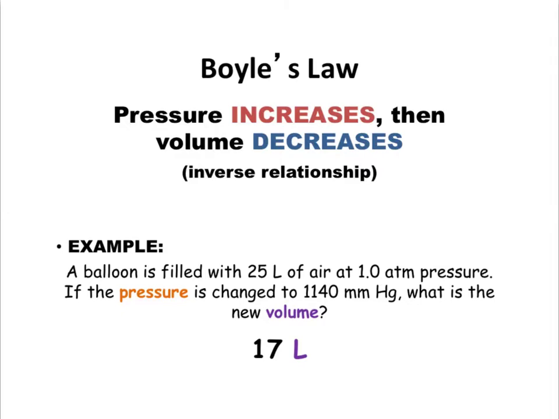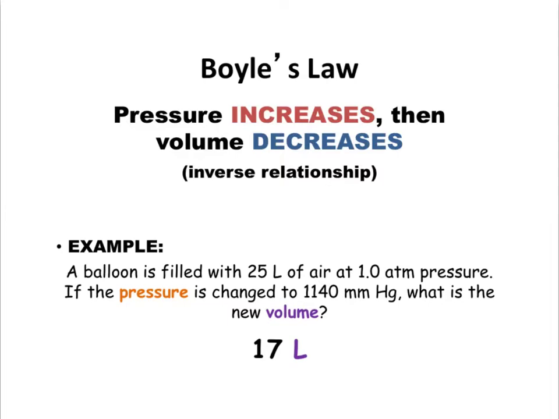Let's look at an example of a Boyle's law problem. It says a balloon is filled with 25 liters of air at 1.0 atm pressure. If the pressure is changed to 1140 millimeters of mercury, what is the new volume? In this problem, you're given pressure and volume. Therefore, that makes it a Boyle's law problem. You're going to have to use P1V1 equals P2V2. It's very important that you pay attention to what is given in these problems, because that's going to tell you which law you're dealing with and therefore which equation you need to use.